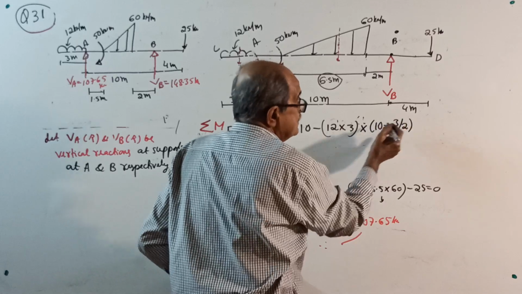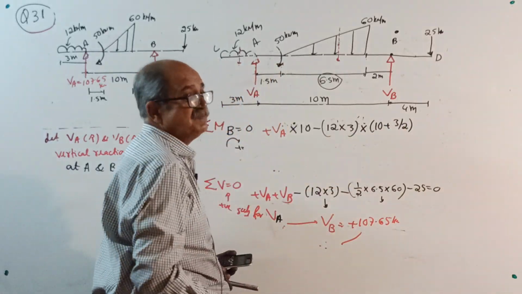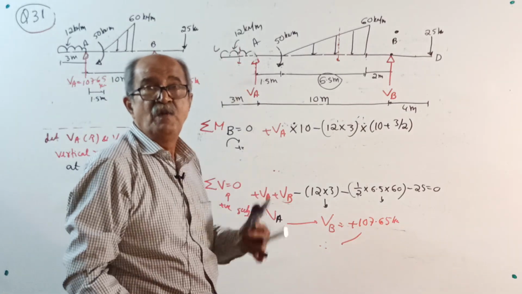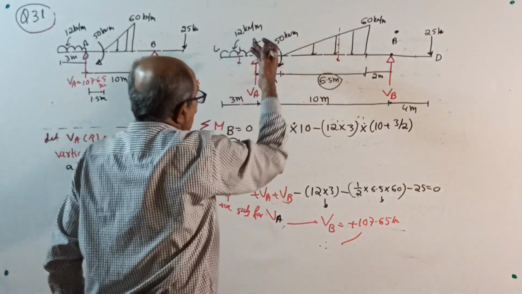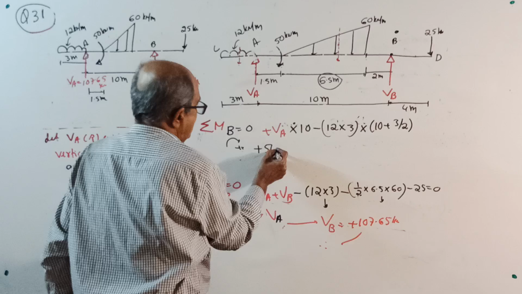Somebody may tell, sir is not explaining properly. What not explaining properly? Earlier, how many times I told? Then clockwise 50, simply put plus 50.